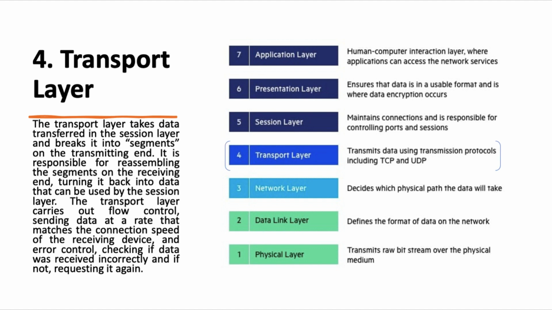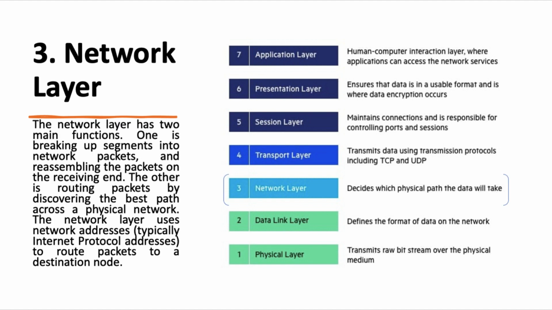Next layer is transport layer. The transport layer takes data transferred in the session layer and breaks it into segments on the transmitting end. It is responsible for reassembling the segments on the receiving end, turning it back into data that can be used by the session layer. The transport layer carries out flow control, sending data at a rate that matches the connection speed of the receiving device, and error control, checking if data was received incorrectly and if so, requesting it again.